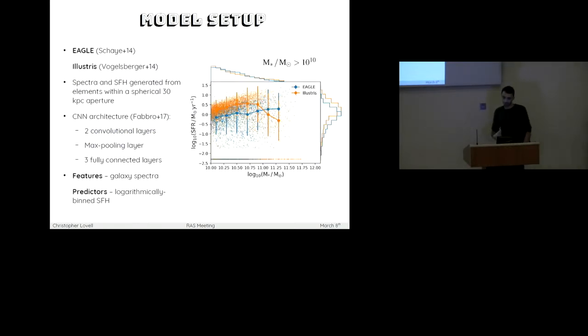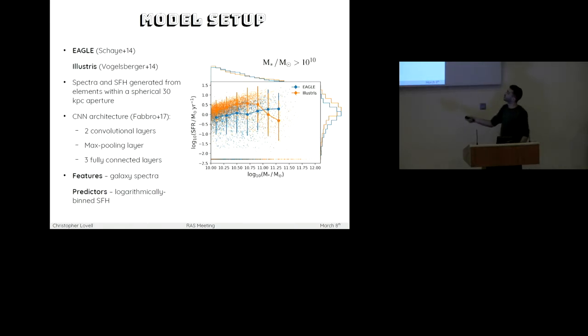I'm just going to go through the general setup of the model. We use two cosmological simulations, Eagle and Illustris. These are reasonably state-of-the-art simulations, 100 megaparsecs on the side, with quite well-sampled galaxy populations. We select all galaxies above 10 to the 10 solar masses, and then generate spectra for those. So this is the star-forming sequence in those two simulations, and you can see that, despite being state-of-the-art, they show quite different behavior on this map, which will become important later.